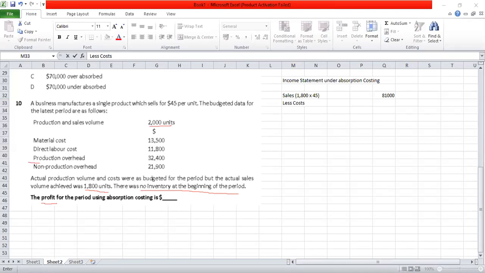Now, three manufacturing costs we have. One is material cost, direct labor cost, and production overhead costs. Fine. Now, these three costs are incurred for the total output of 2000. So when we add them up, just tell me what is the total value? 57,700, ma'am. 57,700.